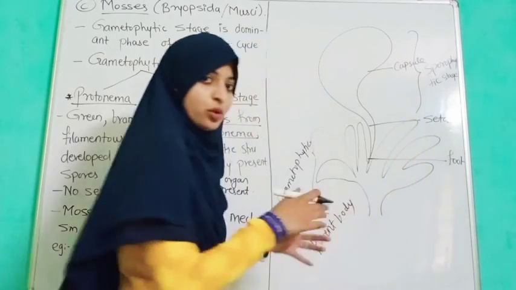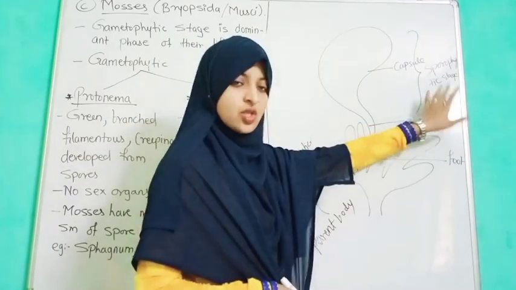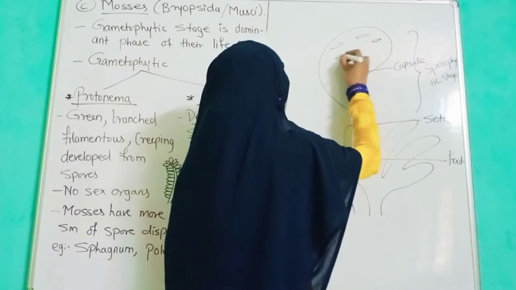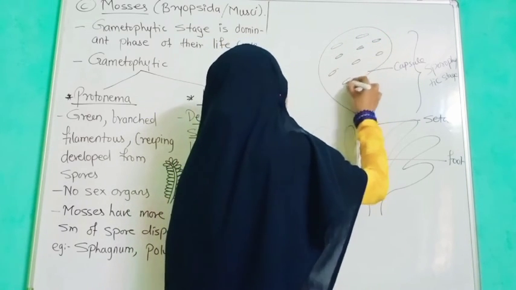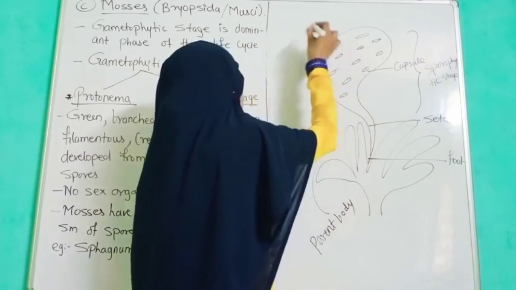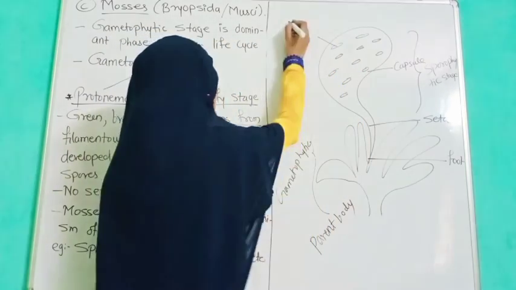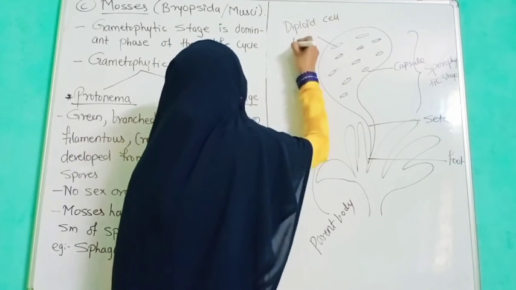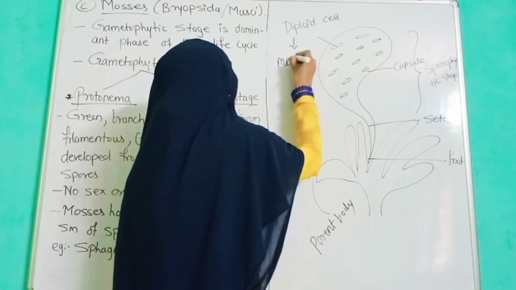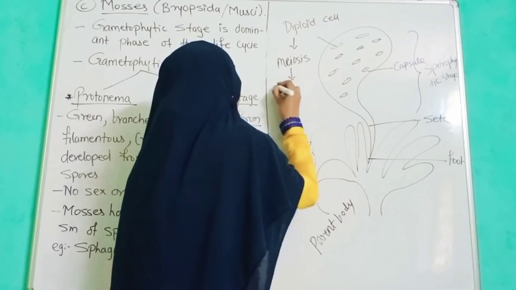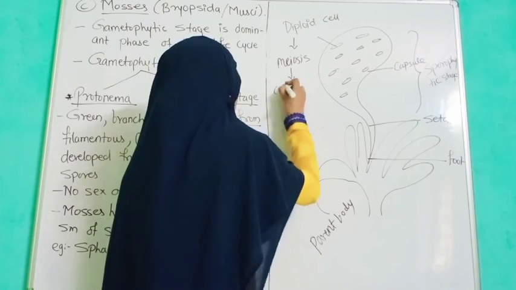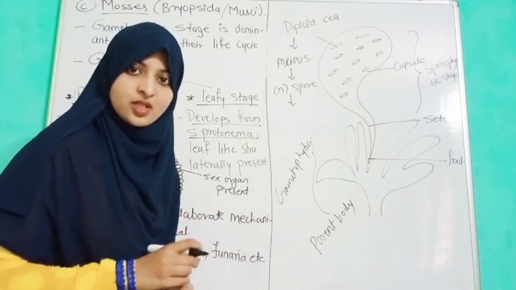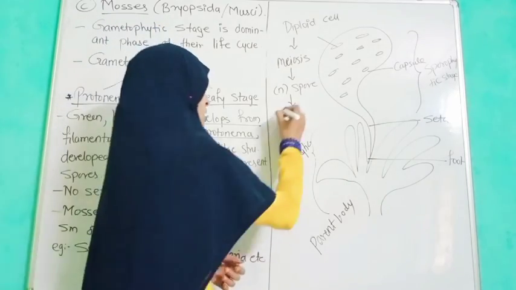Foot, seta and capsule together form a sporophytic stage which contains diploid cells. Here we can see a number of diploid cells present, and if we take one diploid cell, it undergoes meiosis to form haploid spores, and this haploid spore forms a new gametophytic stage, or new bryophyte.